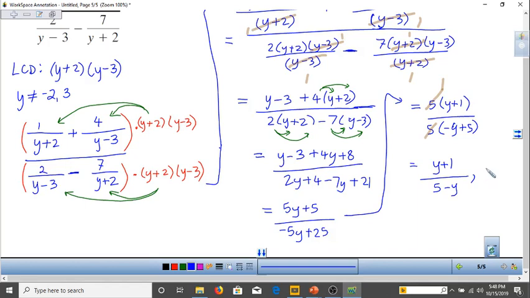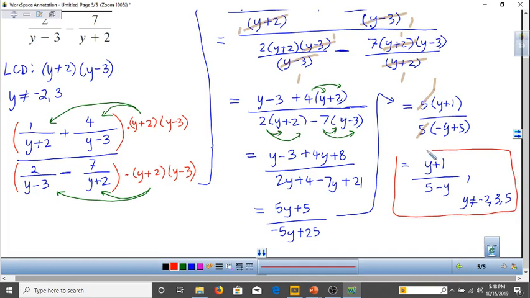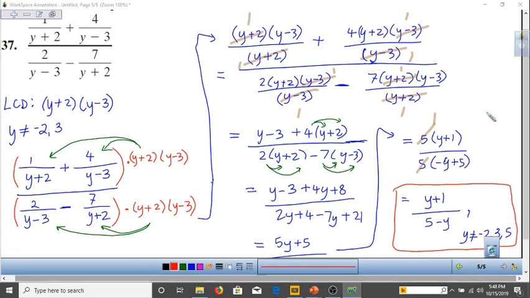And then the restrictions are that y is not allowed to be negative 2, 3, and now 5 because of this denominator. So let me put that down here just to make sure we're clear. So y is not allowed to be negative 2, 3, or 5. That's our answer.